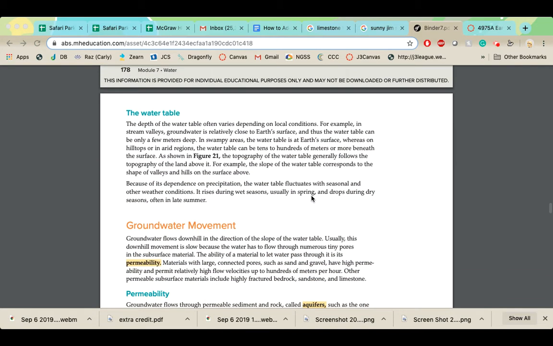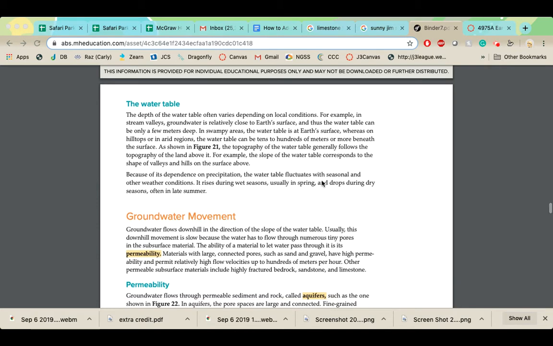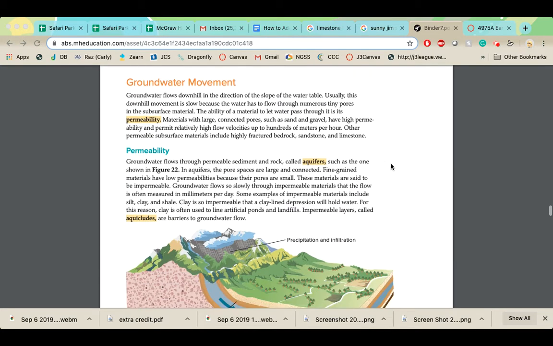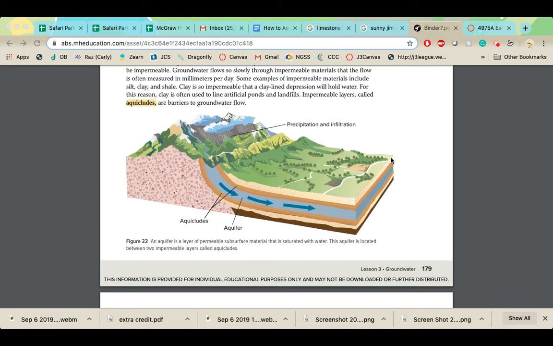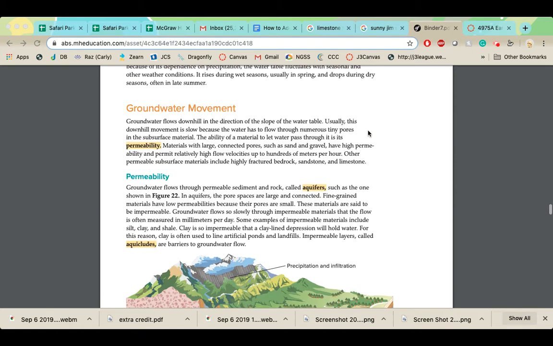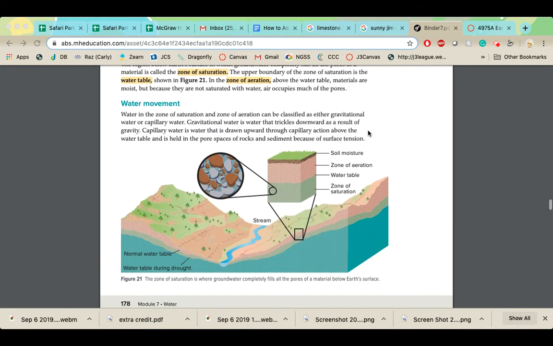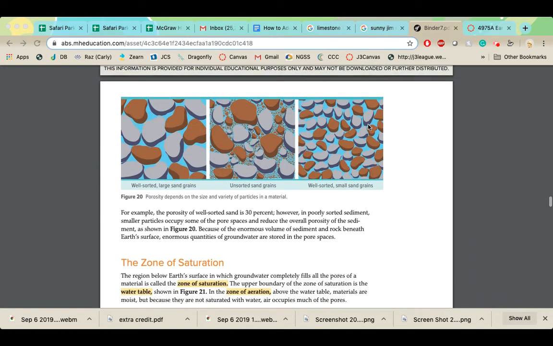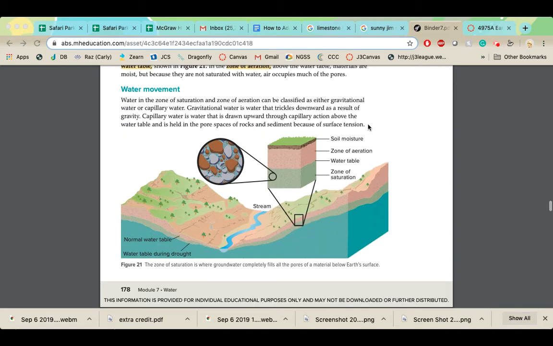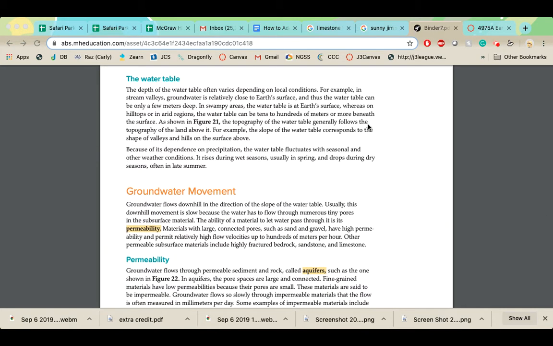It's important to talk about the water table. And let me get to a picture on that. So the depth of the water table is different depending on the conditions. Depending on what kind of soil you have, or if the land is sloped or not, is how deep your water table is going to be.